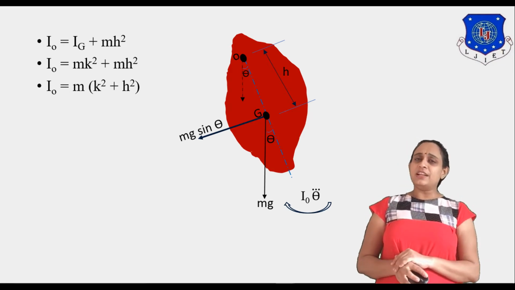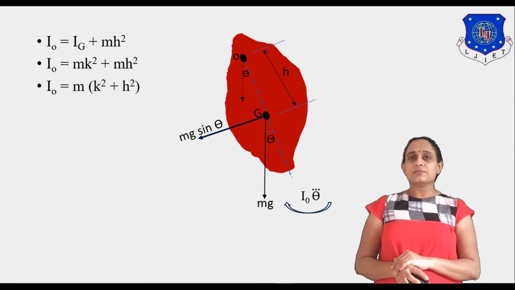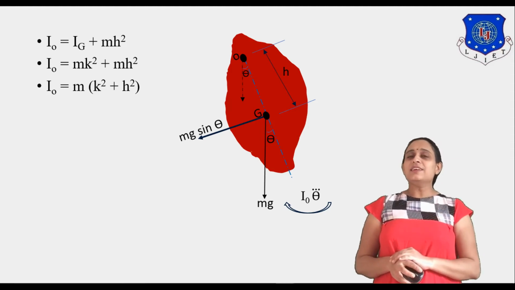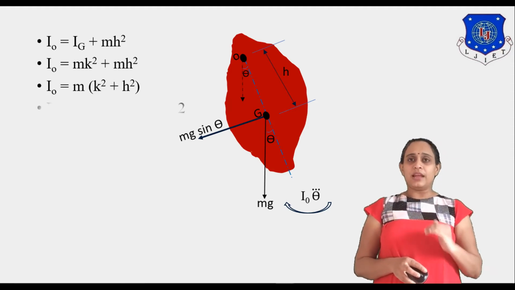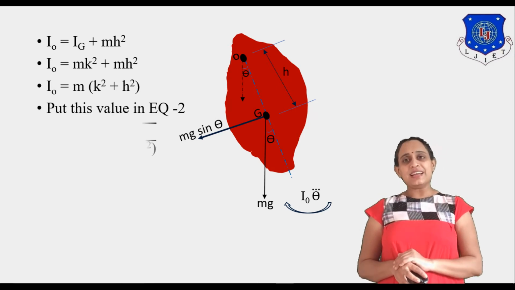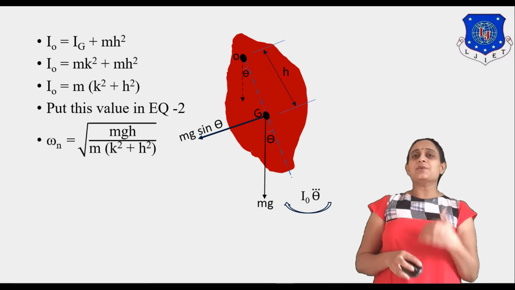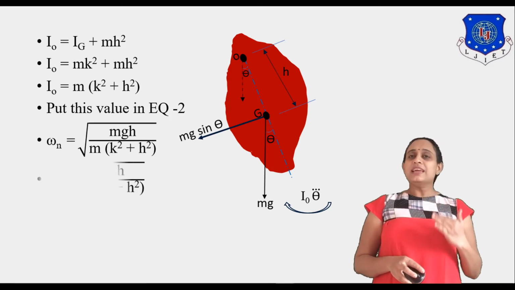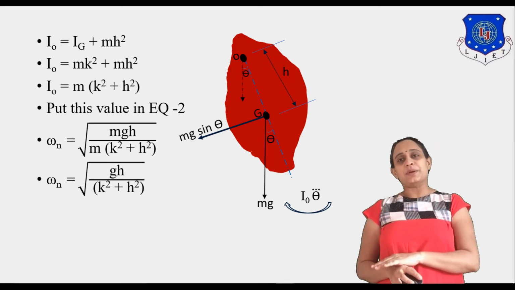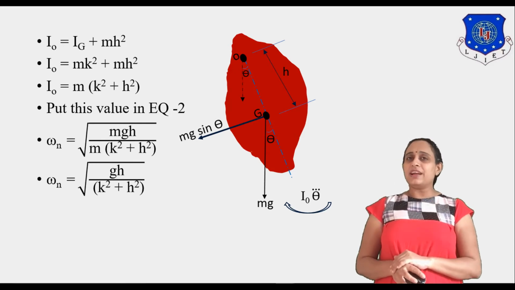Let us put the value in the omega n equation. So what is omega n? Under root of mgh upon m(k square plus h square). Now m can be neglected. Hence omega n is equal to under root of gh upon (k square plus h square). This is the omega n value.